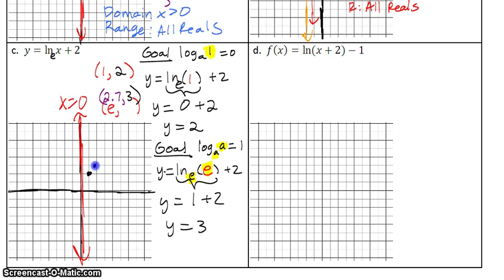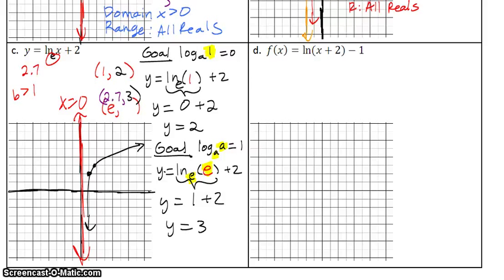There it is. Because it's a ln graph, the base was e, and e is 2.7. That is definitely greater than 1, so my shape looks like that. I'm not going to do domain and range for these last two because I'm running out of time on this video. So I'm going to do as much as I can with part D, and if we run out of time, we'll finish it in class.